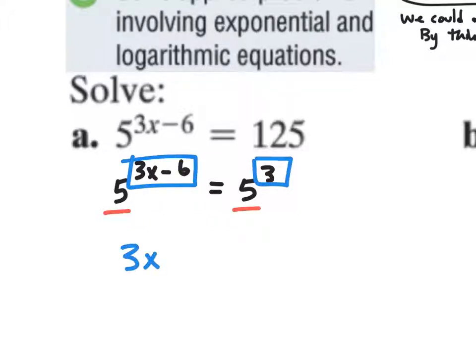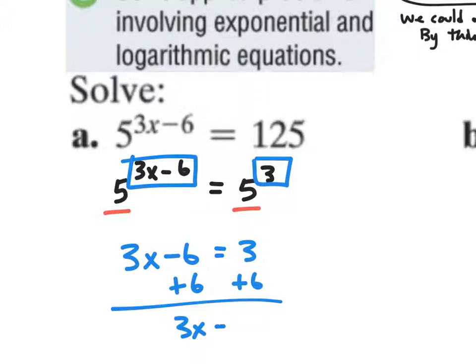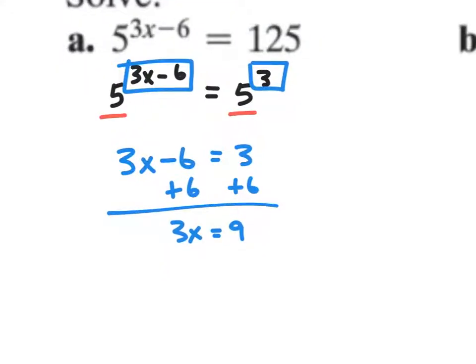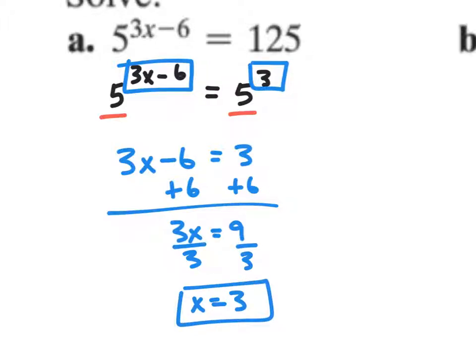So I can write the equation 3x minus 6 is equal to 3. All right, I'm going to add 6 to both sides. I get 3x is equal to 9. I'm going to divide both sides by 3, and I get x is equal to 3. Okay, and that's that. So rewriting that makes it a lot simpler.